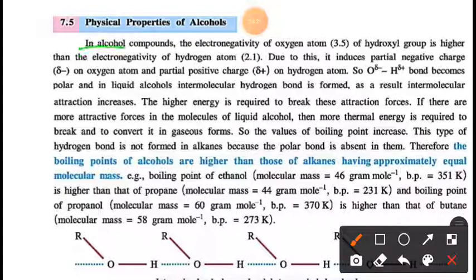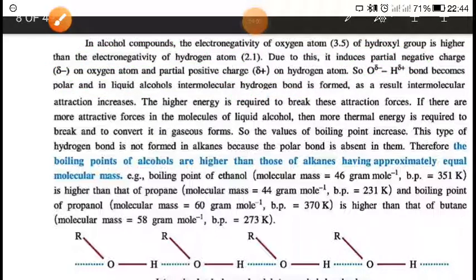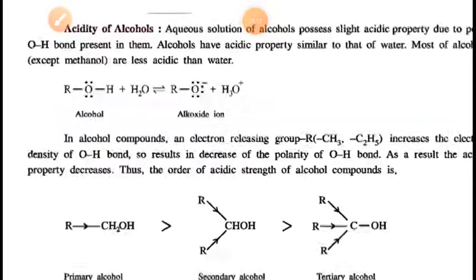In the alcoholic compound, the electronegativity of oxygen, which is 3.5, of the hydroxide group is higher than the electronegativity of hydrogen, which is 2.1, of the H group. Due to this, there is a partial negative charge on oxygen and a partial positive charge on hydrogen. So the bond becomes polar, delta positive and delta negative, and in liquid alcohol an intermolecular hydrogen bond is formed. Okay, so these are some of the physical properties, as given here.